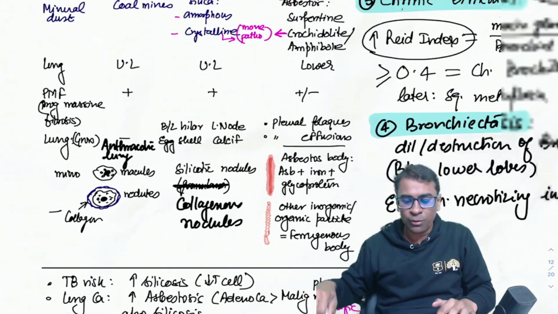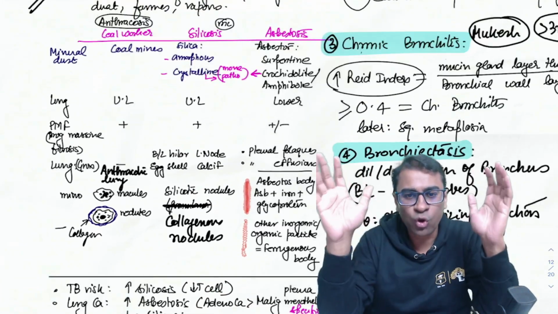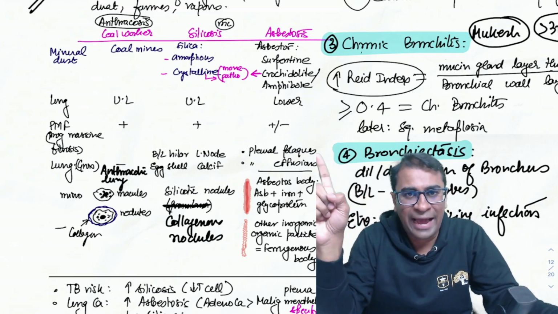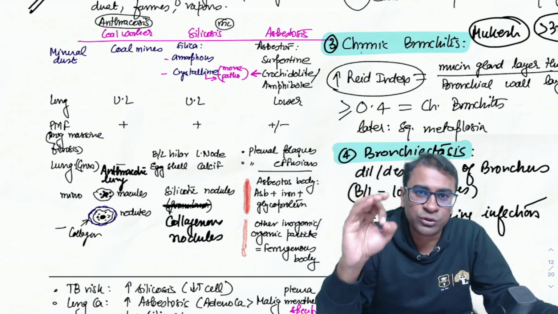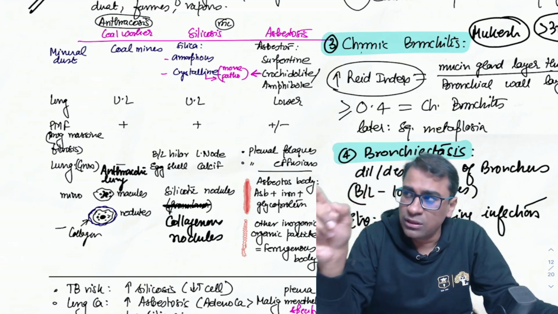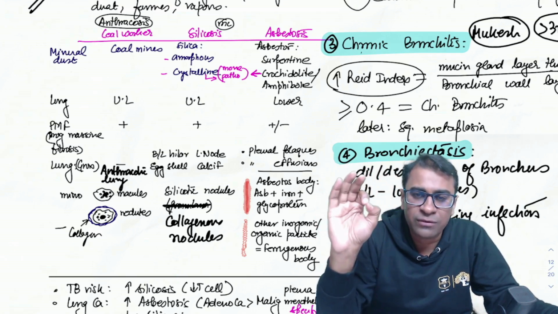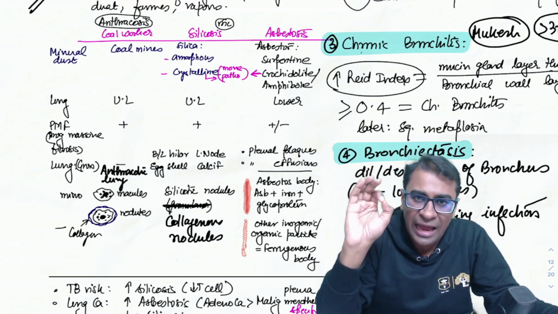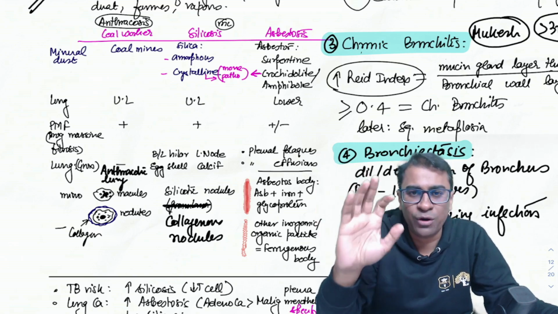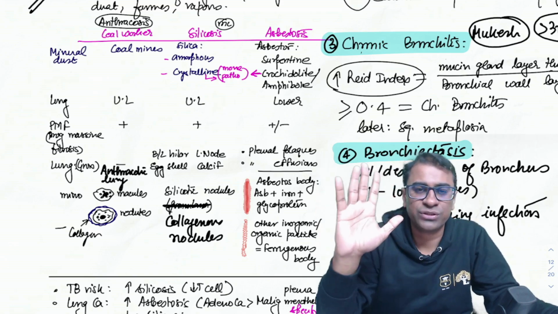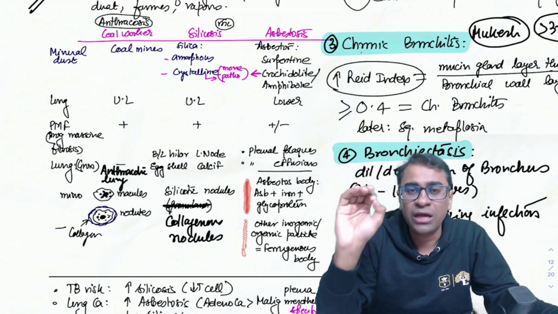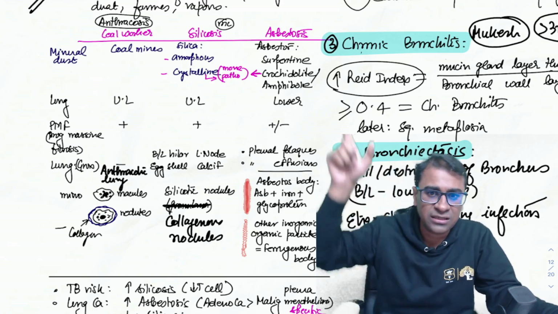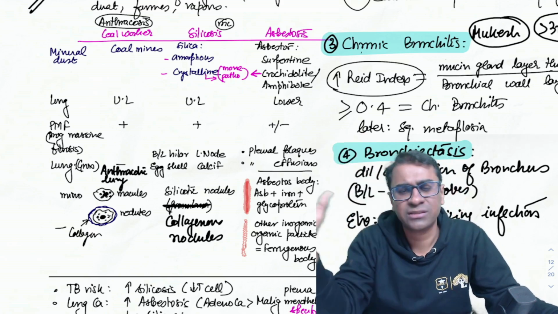So how to remember this, and what are the questions asked? Most common among these three is silicosis. Which of them involves the lower lobe? Asbestosis. Which of them shows macules and nodules? Coal worker's. Which of them shows eggshell calcification? Silicosis. Asbestos body and ferruginous body are findings of asbestosis. Which of them increases TB risk? Silicosis. Lung cancer risk? Asbestosis. Nothing else is required.